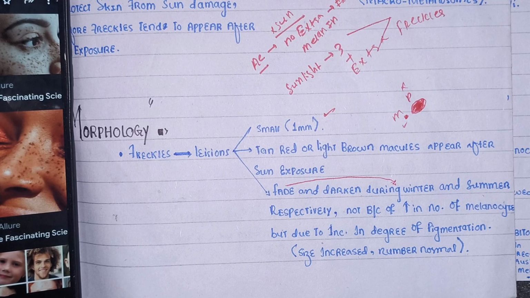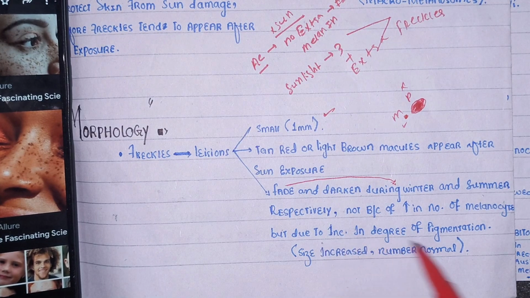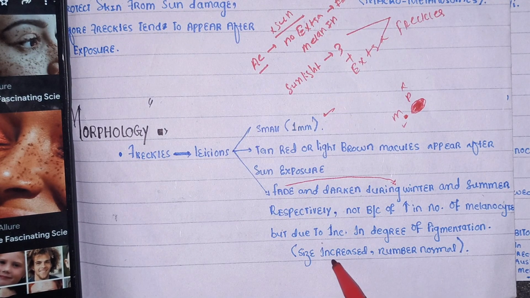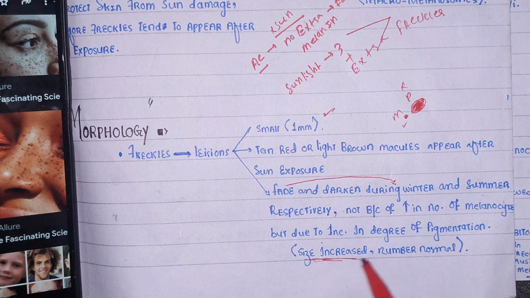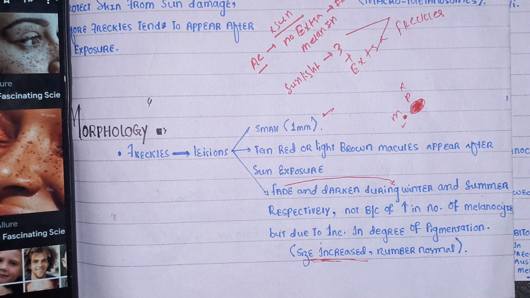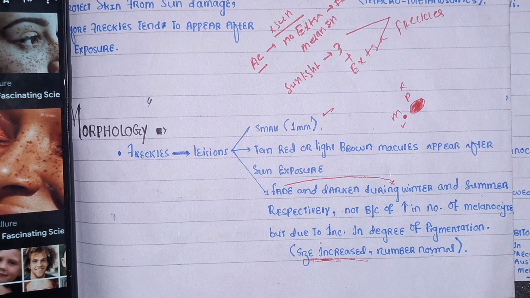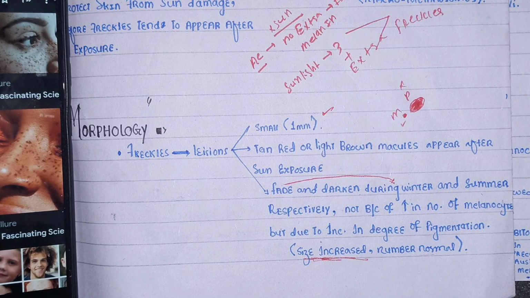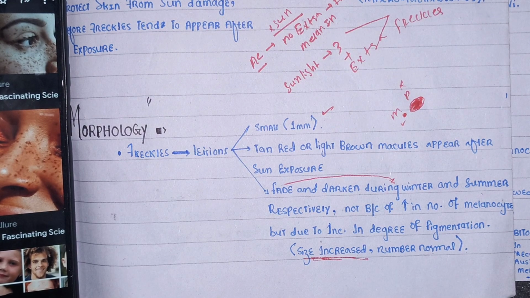The number of melanocytes is normal, but there is increase in degree of pigmentation. The size of the melanocytes may be increased, but the number of the melanocytes is normal. So melanin production can be increased from melanocytes, but the number of the melanocytes is normal. Okay, there may be hypertrophy of the melanocytes, but there is no hyperplasia. Okay, this is all about beta freckles. Yeah.